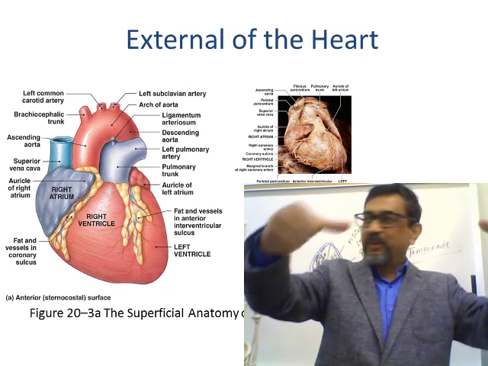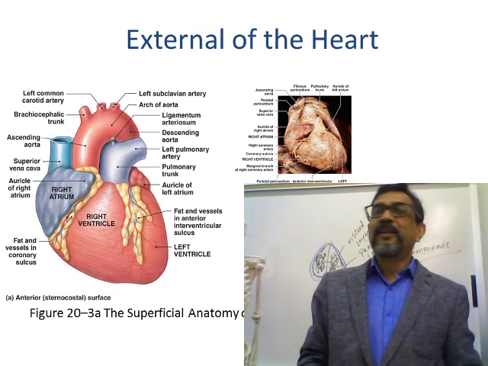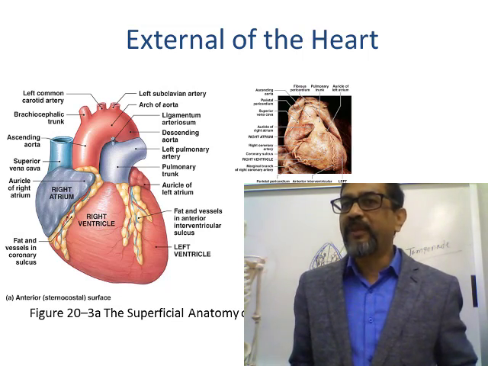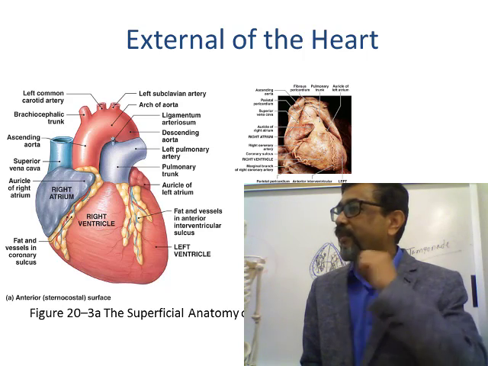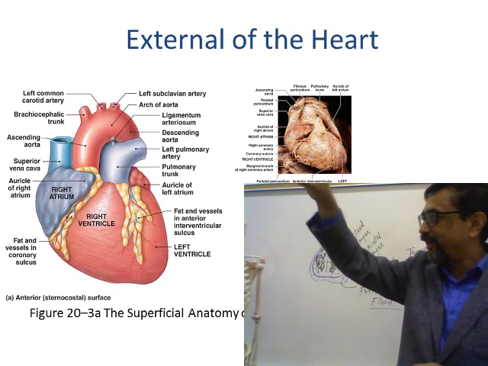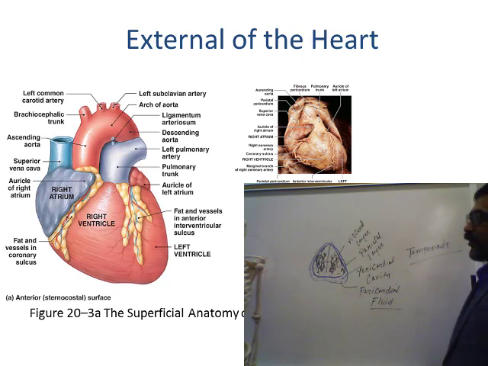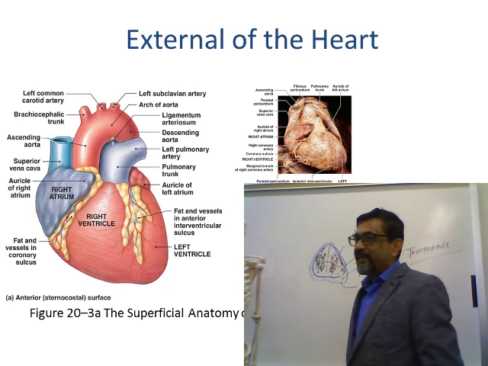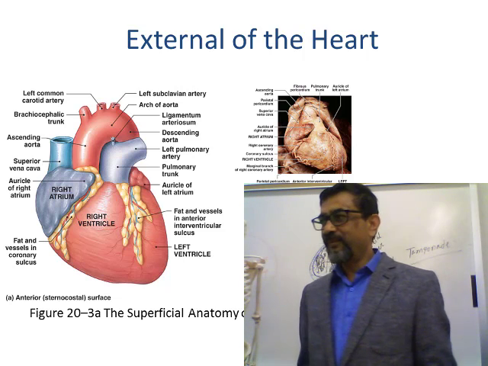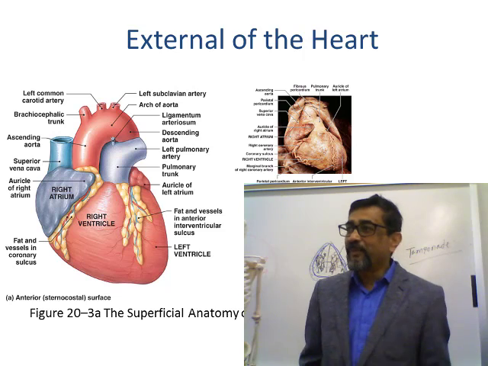So yes, you can identify the atria and ventricles from outside. You can tell these are atria, these are auricles, these are ventricles. How? The wall of atria is thinner than the wall of ventricles. Now, you can also separate right and left ventricle because the left ventricular wall is a few times thicker than the right ventricular wall.